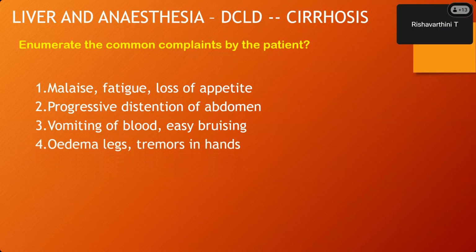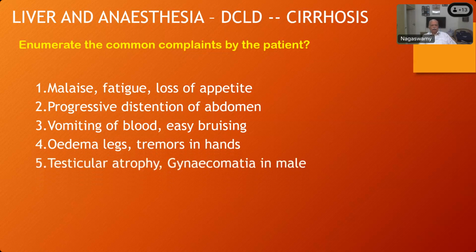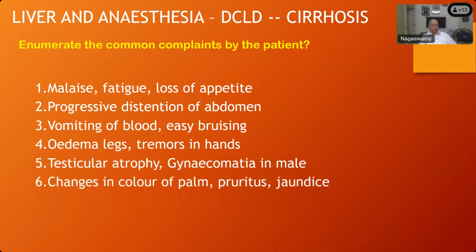Cirrhosis always produces what type of appearance in the patient? Have you heard of the term poverty above and prosperity below? Yes, sir. So if you think of that, you will be able to tell all that. Testicular atrophy or gynecomastia in males, and then changes in the color of the palm, pruritus or jaundice. These all come under the appearance category.